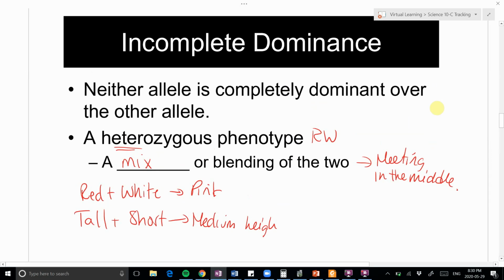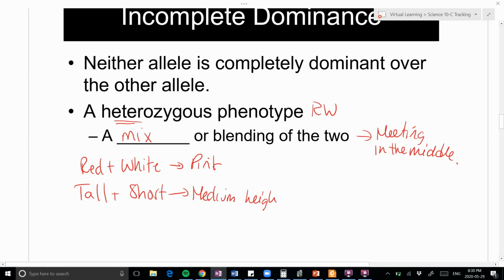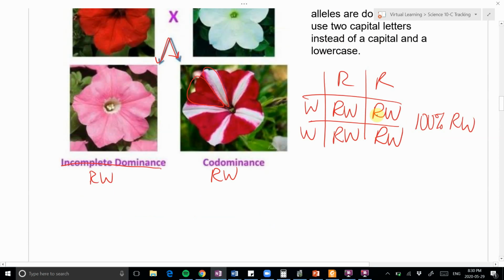So it's important to note here that when we're talking about incomplete dominance and codominance, the inheritance pattern is the same. We can still determine the probabilities by using that Punnett square, right? The difference here is in how that genotype is expressed. That's the only thing that's changing here.